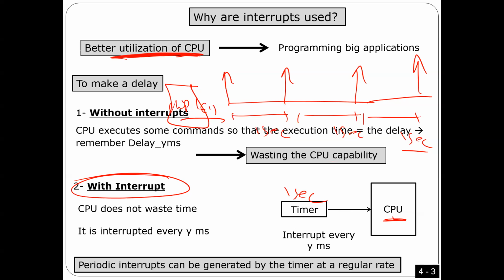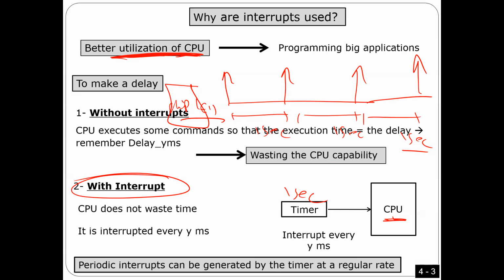But now the CPU is free. So here, this is the main point. The CPU is free. It can do something else. It can take care of a sensor. It can look at the fire alarm. It can control the buzzer. It can control the keypad, other things.